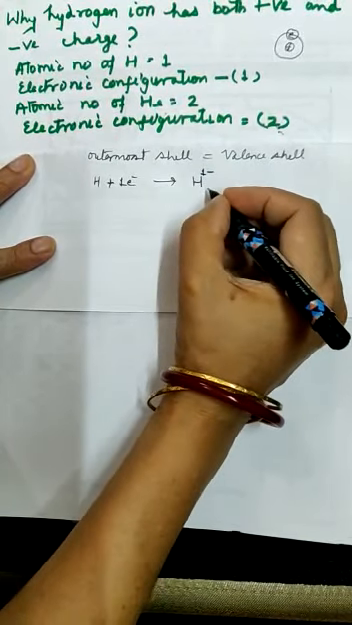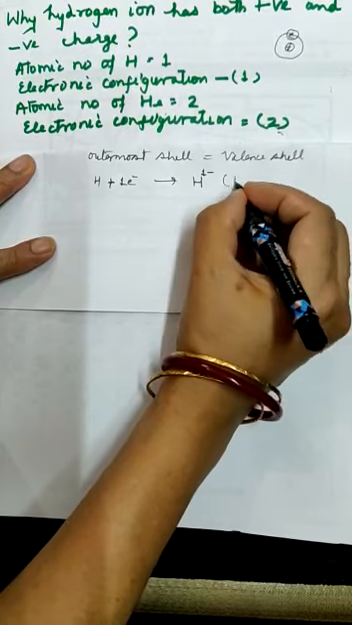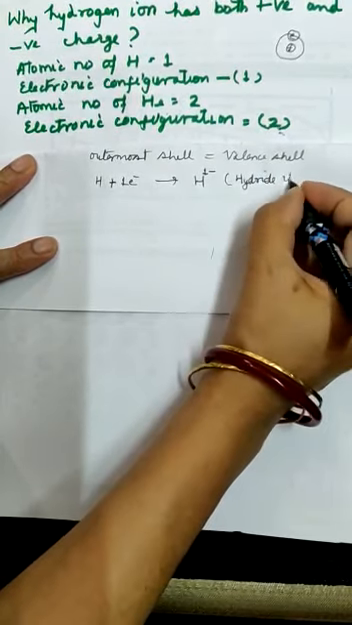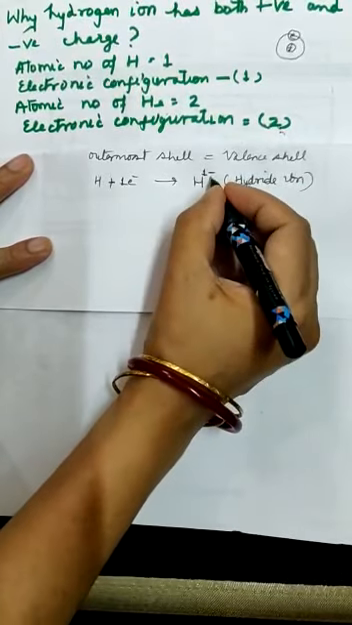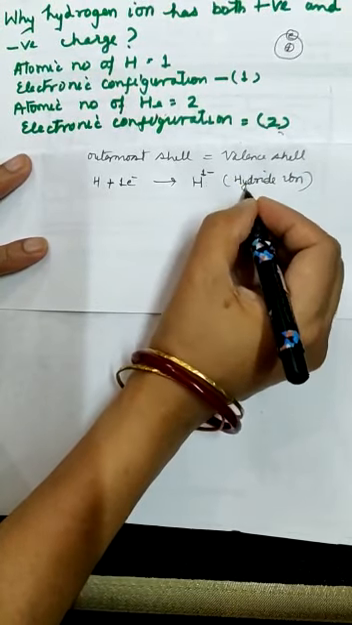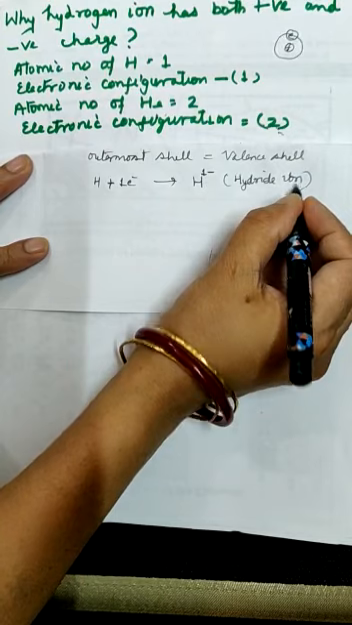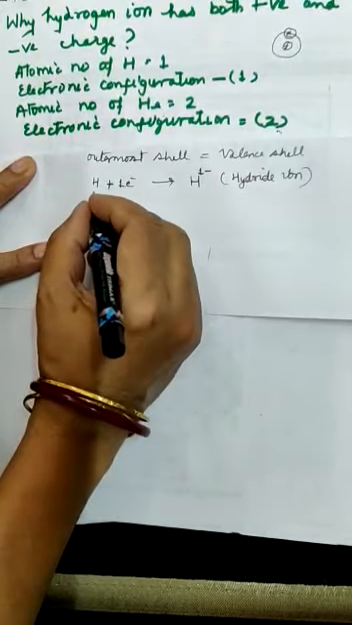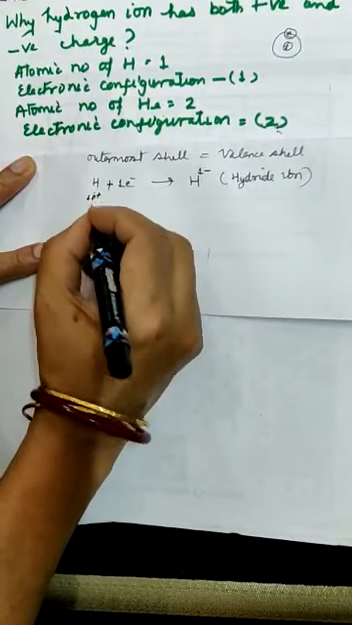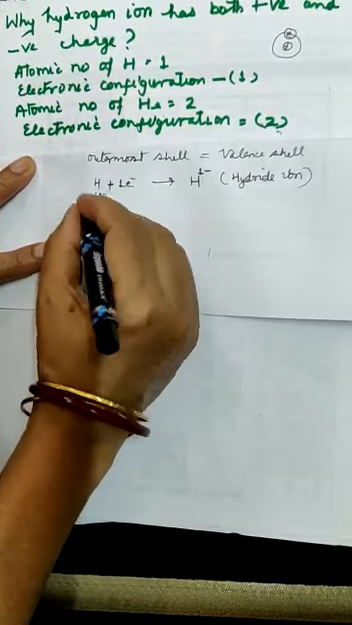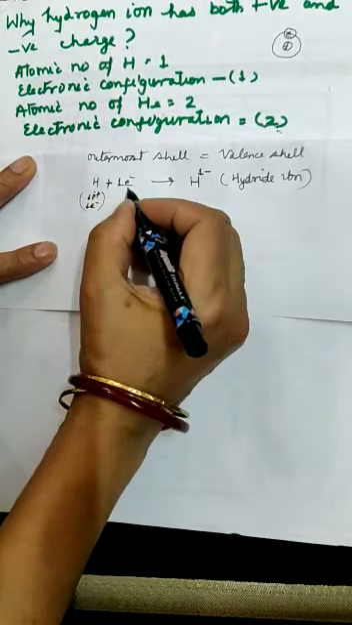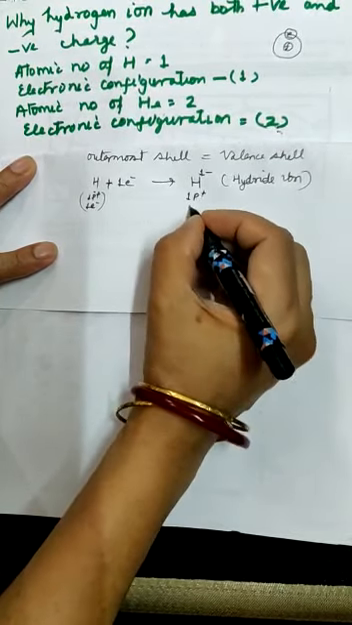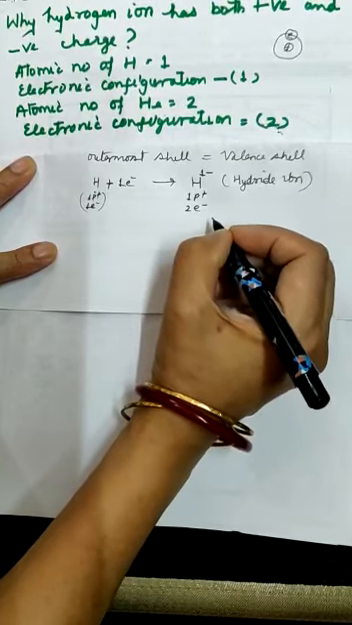And this ion is not called hydrogen ion. It is called hydride ion. It means the negative radical of hydrogen is named hydride ion, and it has 1 unit negative charge. Why does it have 1 unit negative charge? Because hydrogen has 1 proton and 1 electron. But when it gets 1 more electron, then now it has 1 proton but 2 electrons.